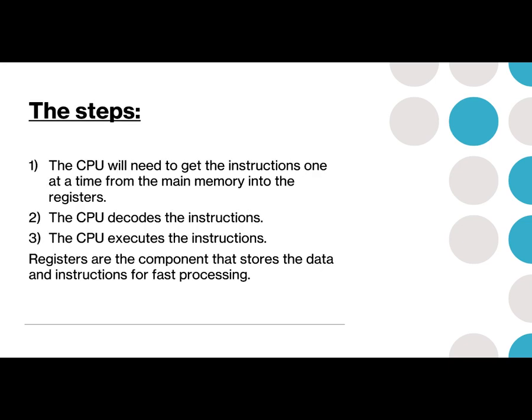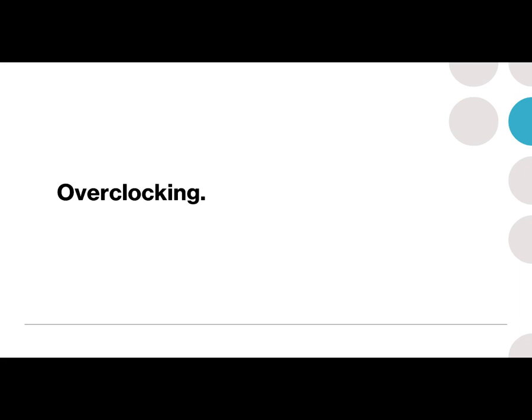The steps. The CPU will need to get the instructions one at a time from the main memory into the registers. The CPU decodes the instructions. The CPU executes the instructions. Registers are the component that stores the data and instructions for fast processing.